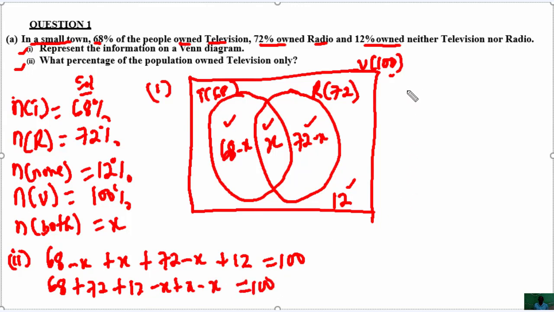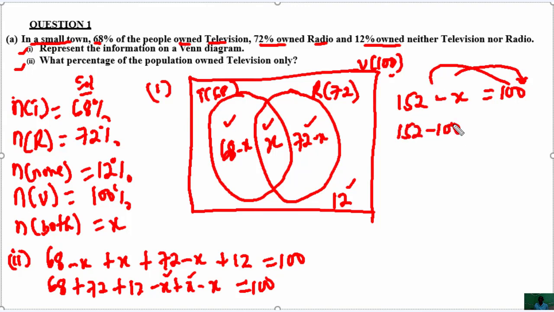So let's continue from here. 68 plus 72 plus 12 will give us 152. So you have 152 minus X, because this and that X will take care of each other, is equal to 100. So you move this one across here becoming positive, this one also cross here becoming negative. So 152 minus 100 will give us X. So X is equal to 52. That is both radio and television is equal to 52.